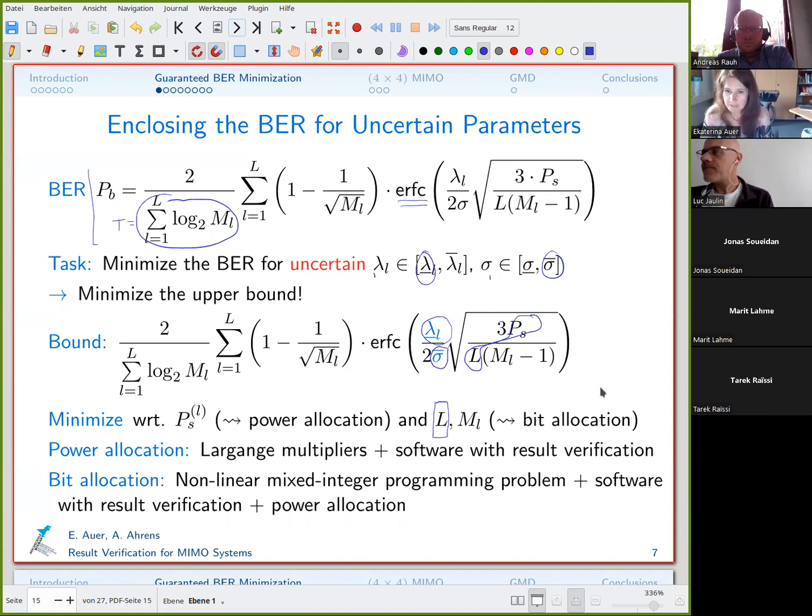Well, in this case, the first thing is that we do not optimize in the interval sense, so we optimize just the upper bound only. The upper bound depends on the lower bound for lambda and the upper bound for the noise. But you optimize the upper bound for what? For the singular value. Okay, the upper bound for the BER. So it's some kind of worst case? Yes, it's a worst case.